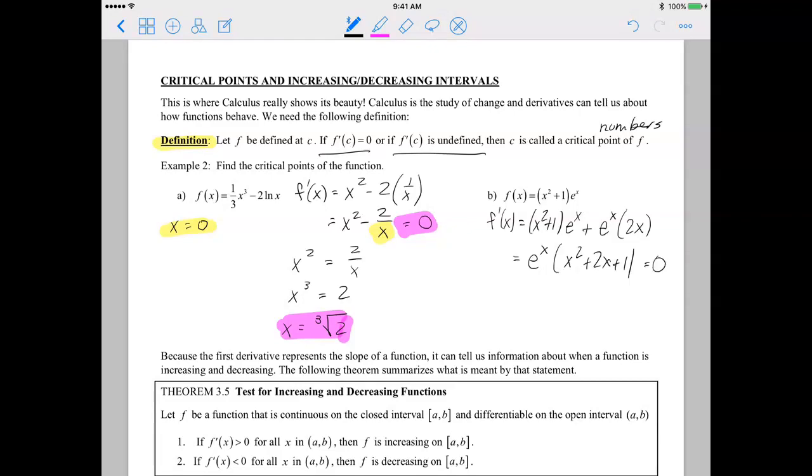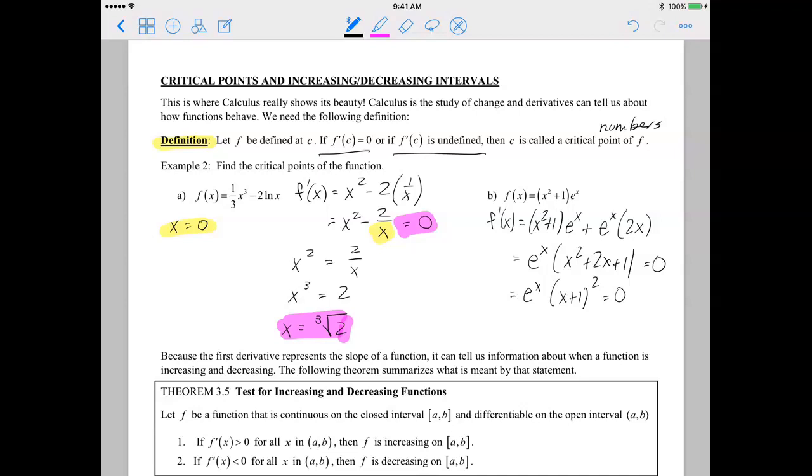Notice there aren't any denominators going on in this derivative, and so we're not going to have any critical points for which the derivative is undefined. Okay, if I go ahead and factor the parentheses, then that's going to say x plus 1 squared, and I'll let you verify that on your own. And we still want that to be equal to 0.